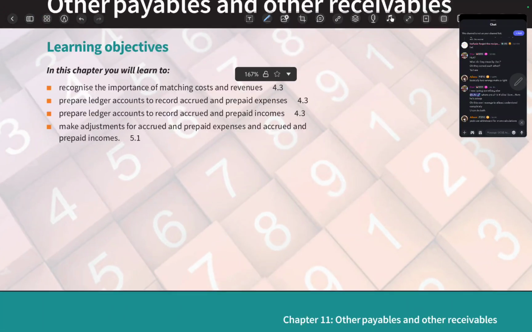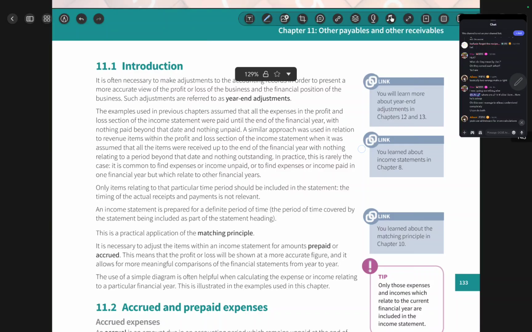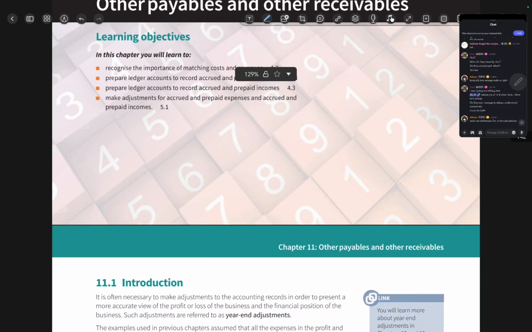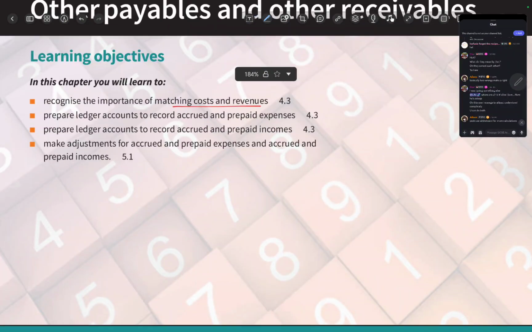Then prepare ledger accounts to record accrued and prepaid expenses, accrued and prepaid incomes, and then make adjustments for prepaid and accrued expenses and incomes. Okay. So in short, this chapter is basically everything about accrued and prepaid, and this is also accrued and prepaid because the other name for the matching principle is the accruals principle.